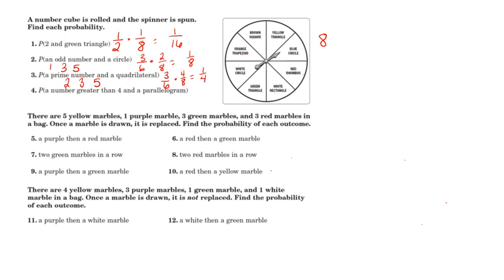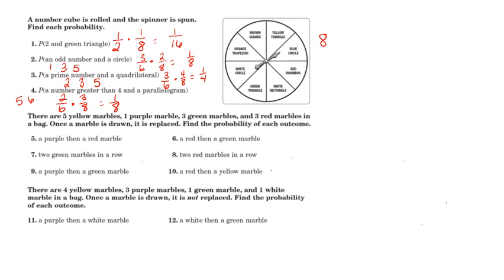What's the probability of a number greater than 4 in a parallelogram? So numbers greater than 4 would be 5 and 6. That's 2 out of the 6 times a parallelogram. Squares are a parallelogram. A rhombus is, a rectangle is. So that's 3 out of the 8, which is 6 out of 48, which is 1/8. So again, those are independent events because one doesn't affect the other.